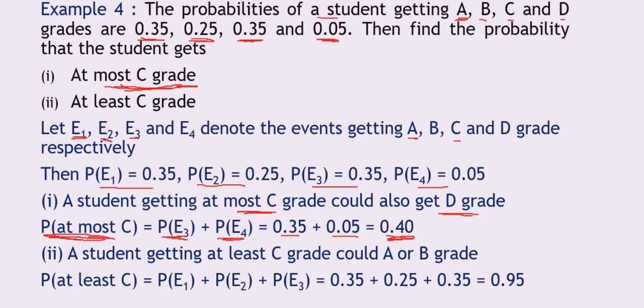Now the next is at least C grade. Now at least C grade means a minimum of C grade. A minimum of C grade means he can get a C grade or higher than C grade.